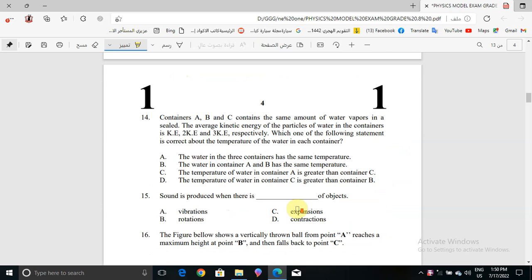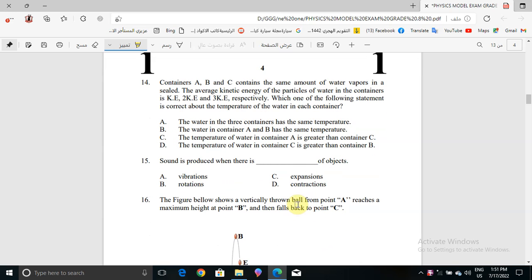Okay, now in question number 14, consider containers A, B and C that contain the same amount of water vapor in a solid. The average kinetic energy of the particles of water in the containers is kinetic energy 1, kinetic energy 2 and kinetic energy 3 respectively. Which one of the following statements is correct about the temperature of the water in each container? In choice A, the water in the 3 containers has the same temperature. No, they don't have the same temperature. In choice B, the water in container A and B has the same temperature. No, they don't have the same temperature.